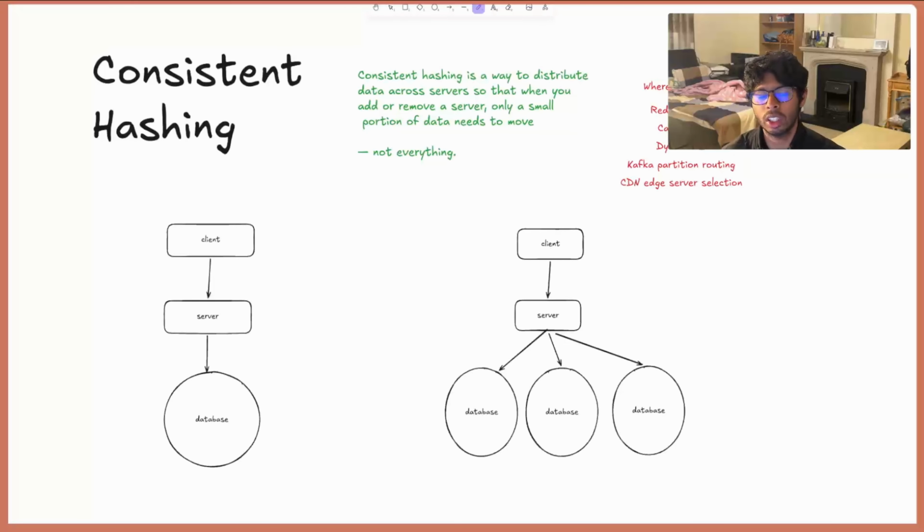And one more thing that we have to take care of: for example, let's say one of the servers dies, or we add one more server, then how can we redistribute the data? Consistent hashing is one of the ways by which we can do this redistribution easily and in the most efficient way. Redis uses it, Cassandra uses it, DynamoDB uses it, Kafka uses it, and CDNs use it.